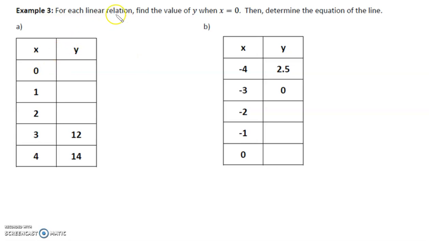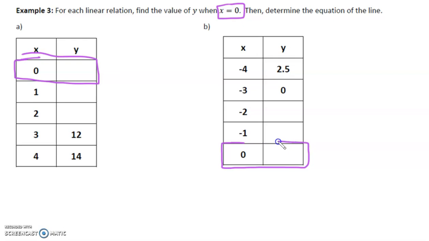Okay, example 3. For each linear relation, find the value of y when x equals 0. Then determine the equation of the line. So if we take a look here, we want this point. Let's box this. We want this point when x equals 0. This is our y-intercept.